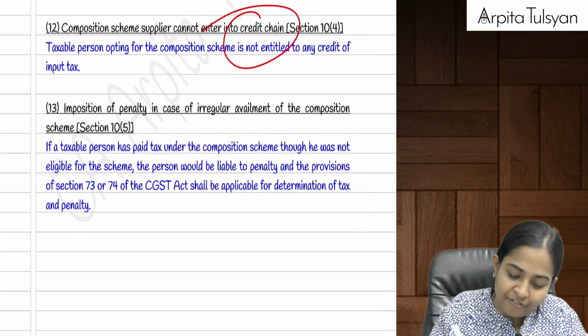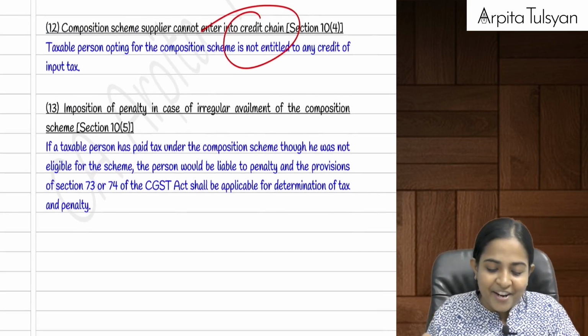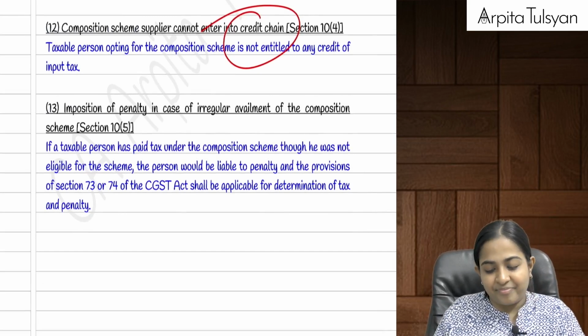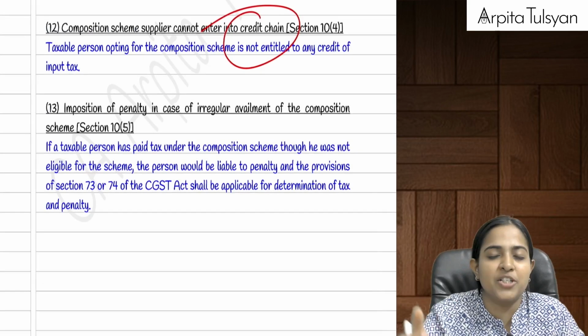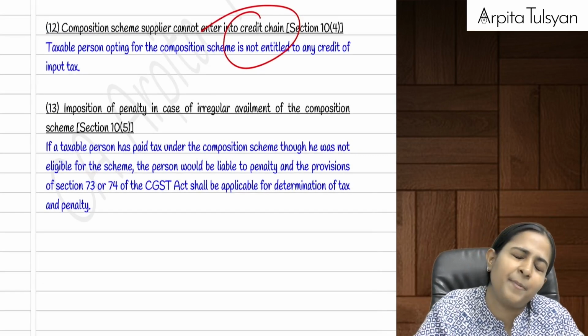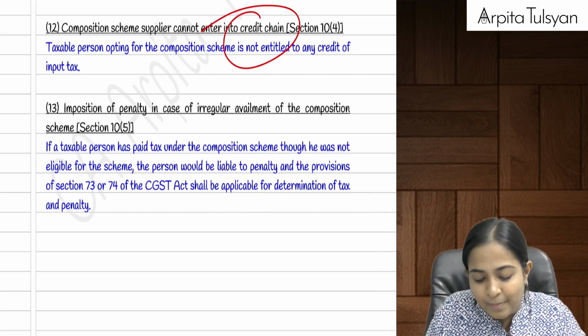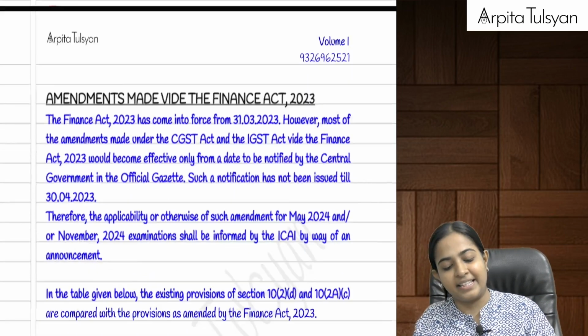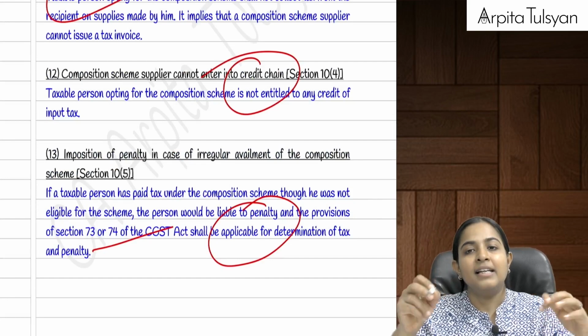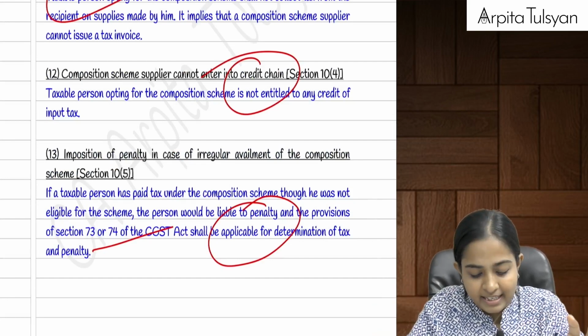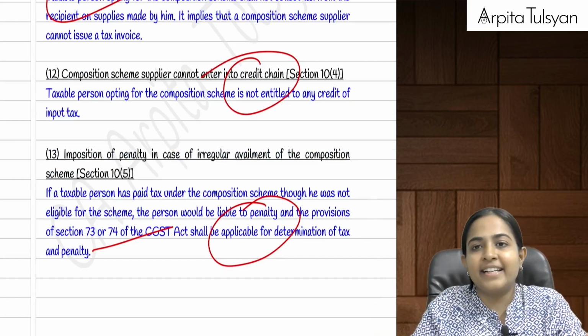And last, if you do any wrongdoing, if he is not eligible for composition scheme, still he has just paid the lower tax as per composition scheme, then he will be liable for penalty under section number 73 and 74 of the CGST Act. Are you clear till here, everyone?